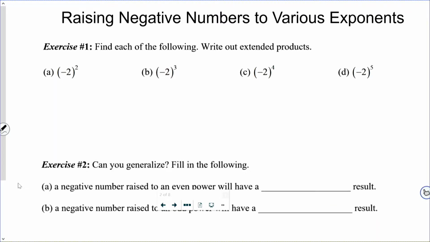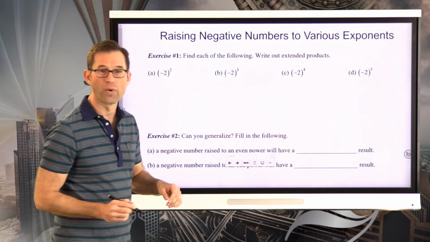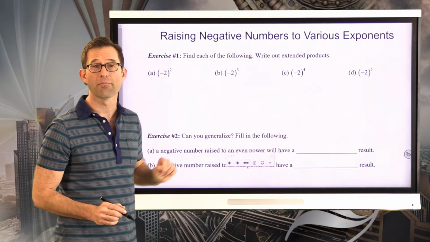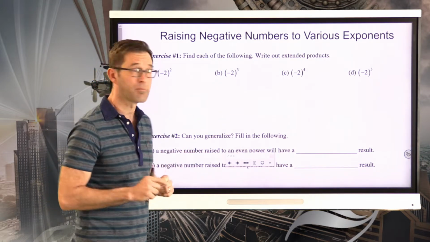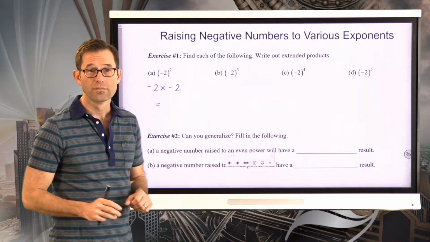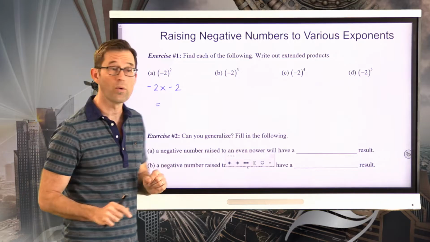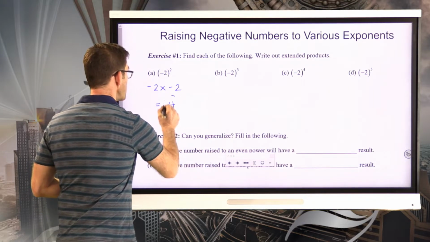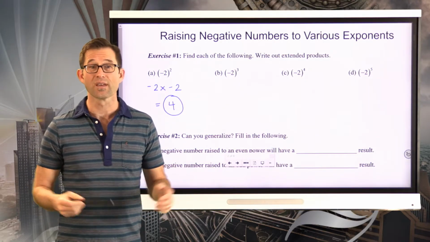Find each of the following. Write out as extended products. All right, so let's talk about what that means. Let me first get my pen on nice and blue. Here we have negative 2 to the second power, also known as negative 2 squared, right? Well, what negative 2 to the second power means in an extended product is negative 2 times negative 2. Now, if we take a look at that, I've got a negative times a negative, which means the result will be a positive. It will be positive 4. And that's what happens when we do negative 2 to the second power.